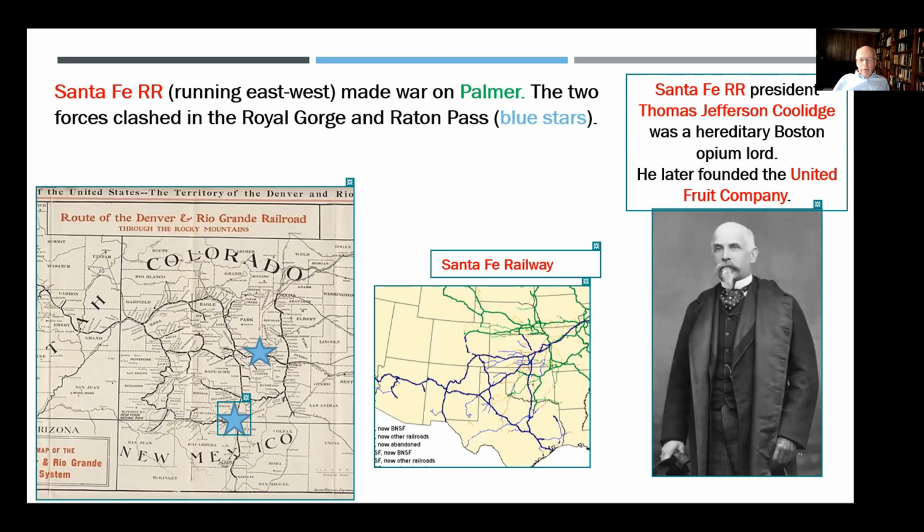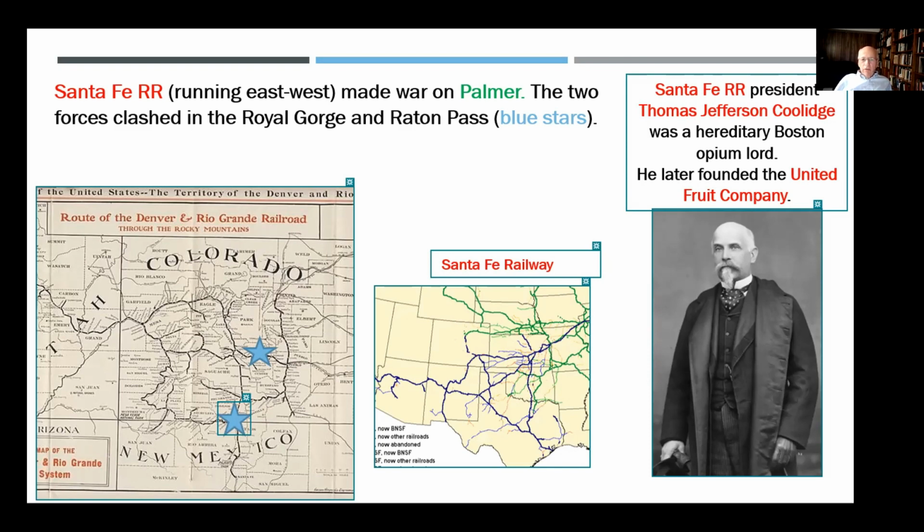The president of the Santa Fe Railroad at that time was this grandson of Thomas Jefferson and son of a notorious millionaire opium dealer in Boston, paid by the Jardine Matheson Company $10 million a year in those days for running dope into China. That's his father, and he got into the same opium business. So this guy is the one who blocked America from linking up as the friend and sister of Mexico.